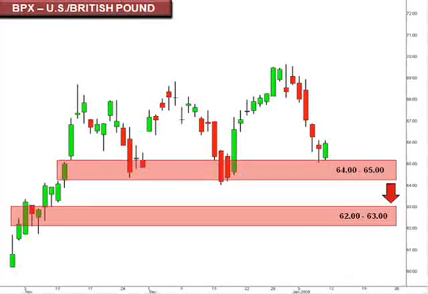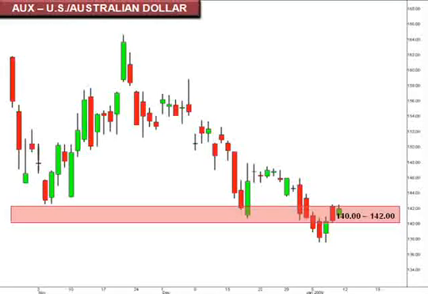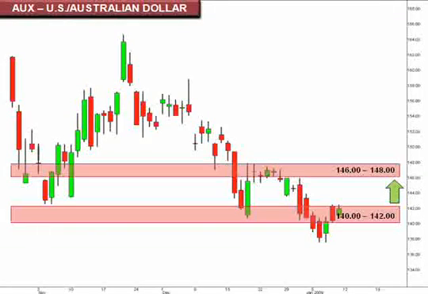And finally, let's take a look at the AUX, the US versus the Australian dollar. After a dip below the 140 to 142 focal zone, we find the pair value back into this range. Now, if the AUX is unable to break above this level, we're looking for a test of the 134 to 136 focal zone. A consolidation within this box and a break above 142 opens the window for a test of the 146 to 148 focal zone.